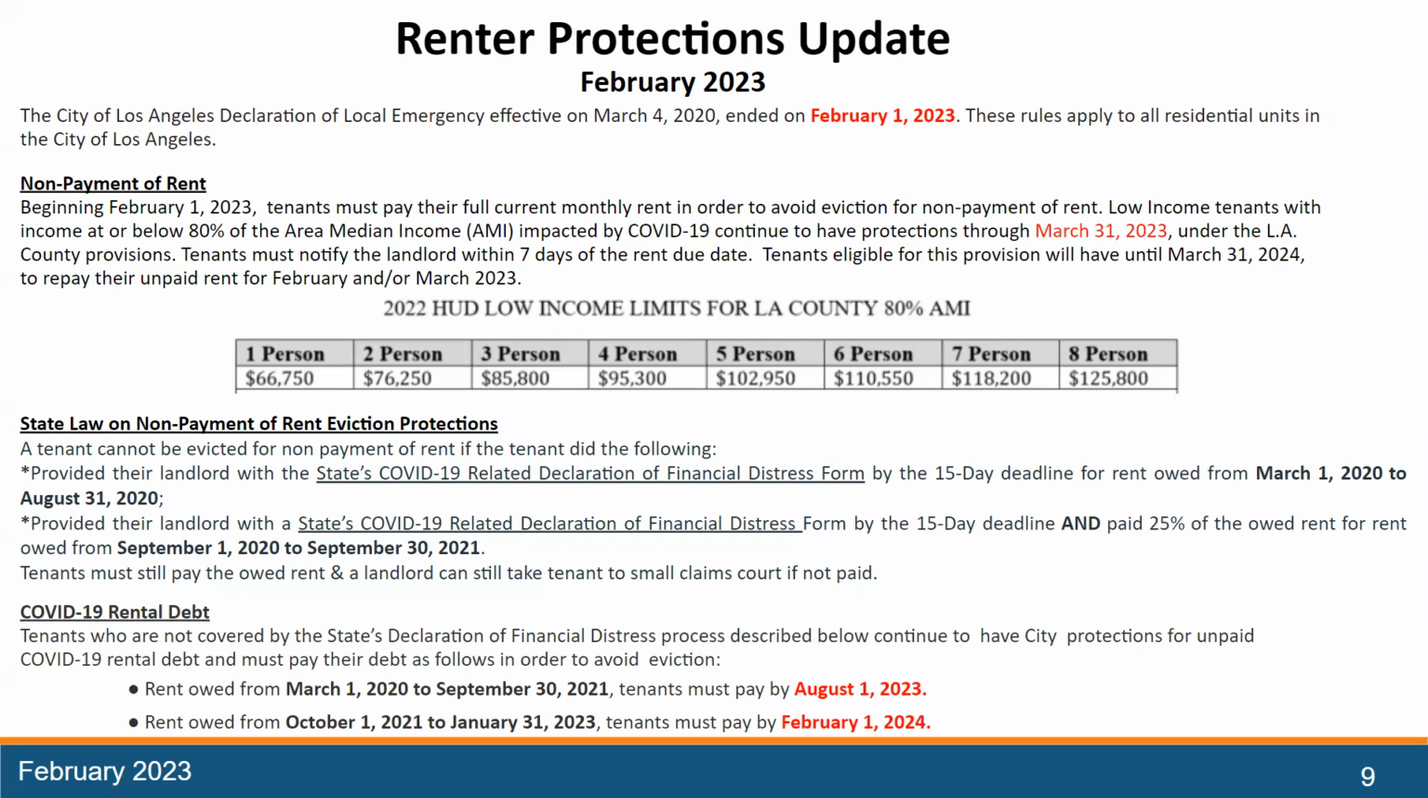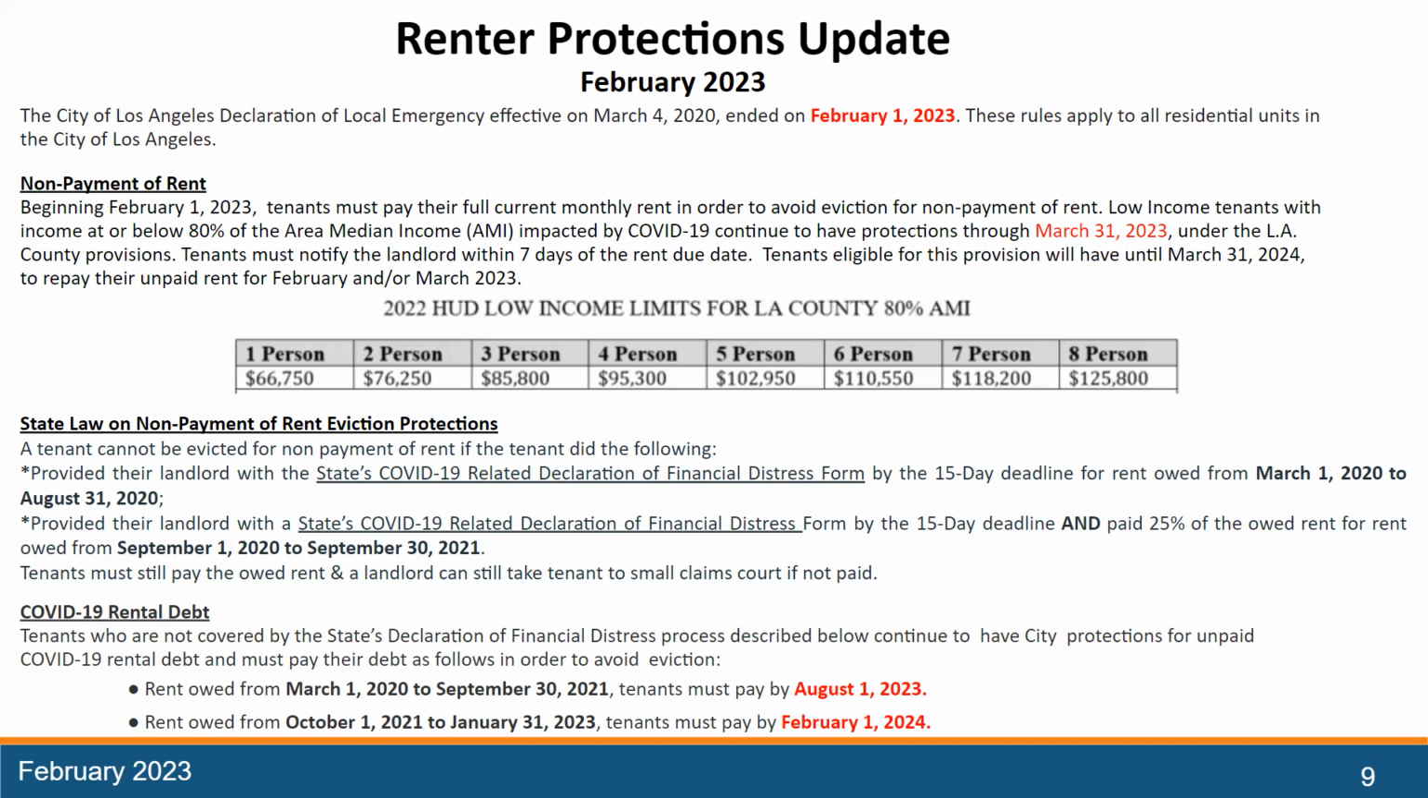And these are provisions under the LA County resolution that extend to City of LA renters. The qualifier is the household area median income, and that tenants notify landlords within 7 days of the rent due date. Now, tenants that are eligible to avail themselves of these protections will have until March 31st of 2024 to repay any of the owed rent for the months of February and March 2023 if needed.